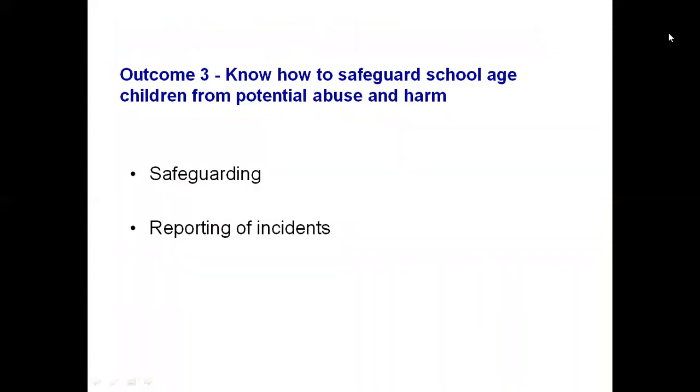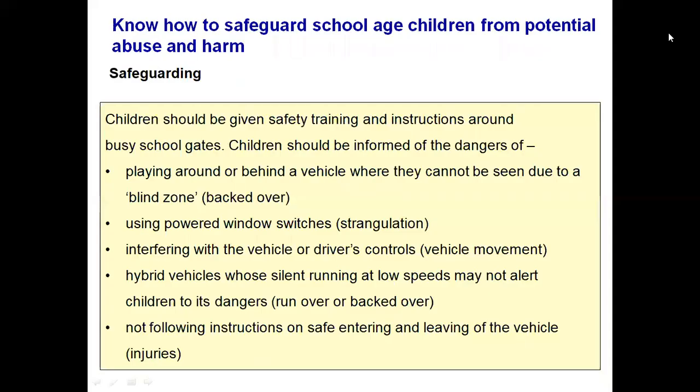Outcome 3. Know how to safeguard school-aged children from potential abuse and harm. We're going to go through safeguarding, and we're going to talk about reporting of incidents. The driver should give children safety training and instructions around busy school gates and around vehicles. They will also be given safety training instructions by the school and the teachers themselves.